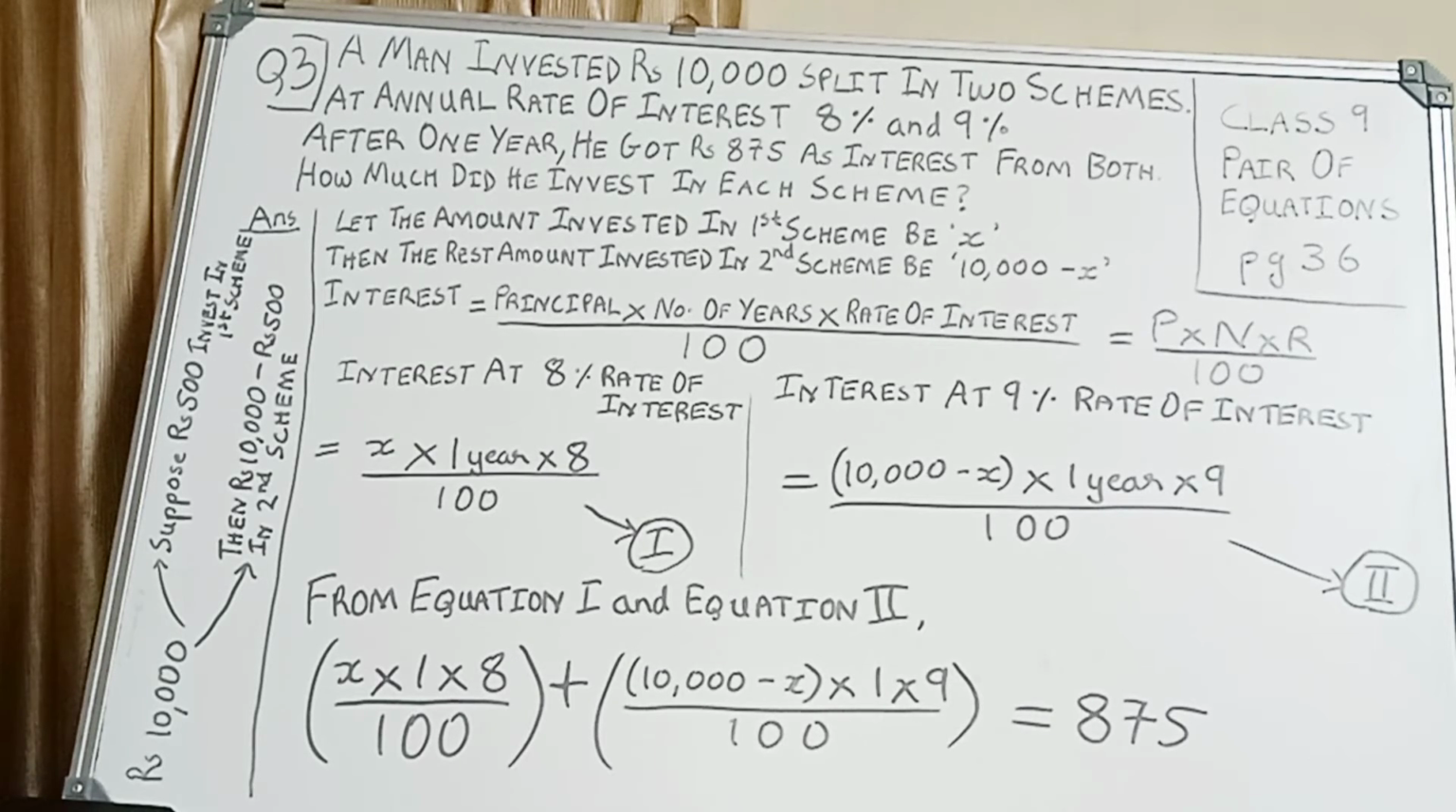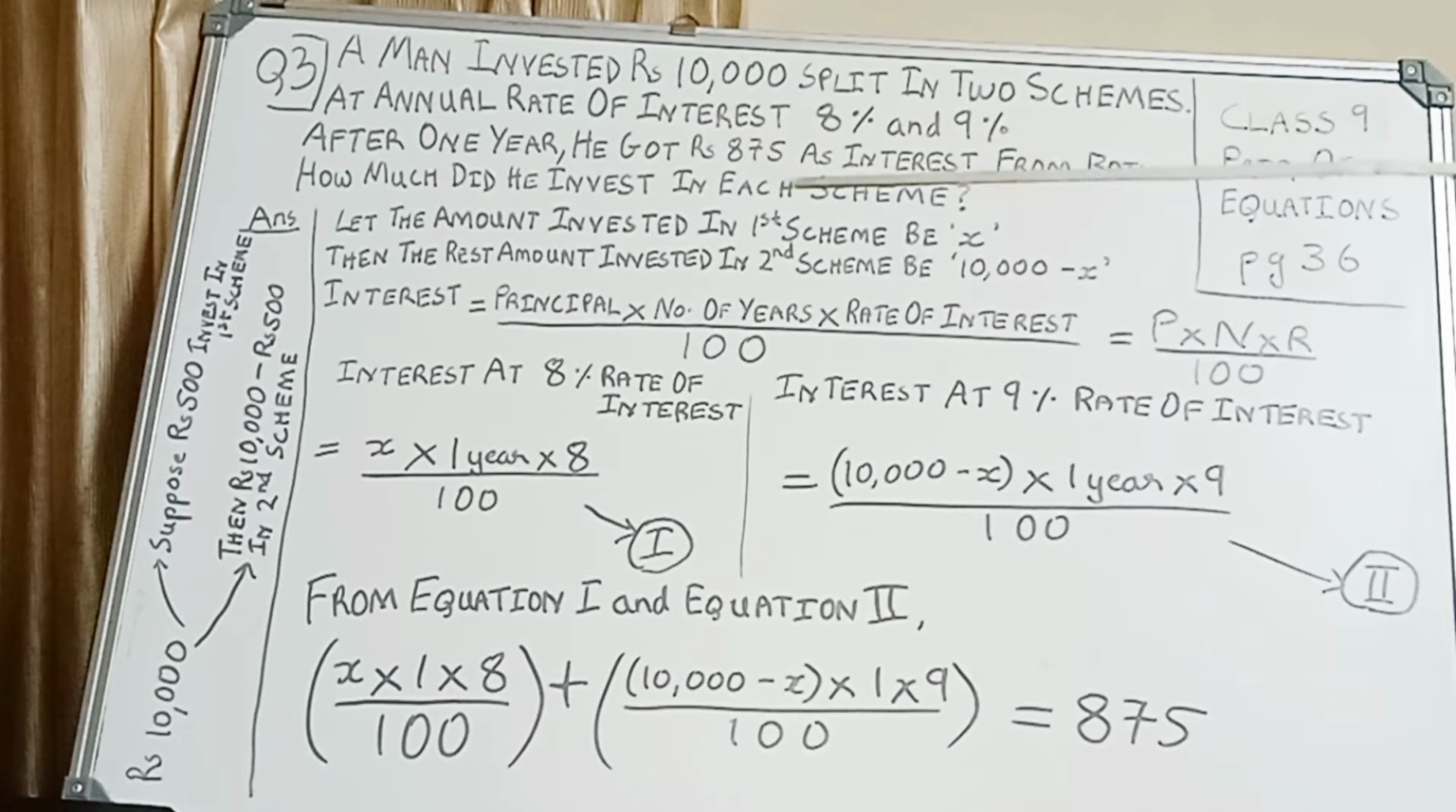Today we will be discussing page number 36, class 9, pair of equations. The third question: a man invested rupees 10,000. The 10,000 rupees is split into two schemes. You can see there are two schemes. The annual, which means yearly, rate of interest is 8% and 9%.